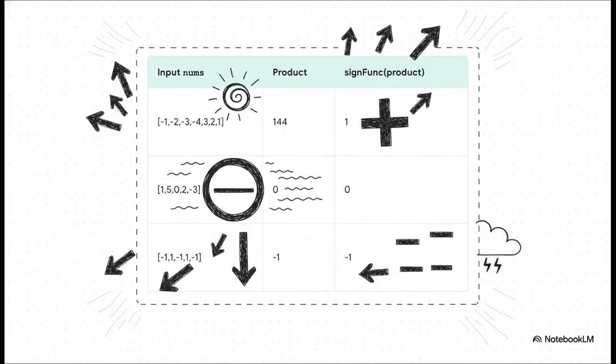Okay, let's make this real with a few examples. Look at this first row. You multiply all those numbers together, you get 144. That's a positive number, right? So signFunc spits out a 1. Now the second one, see that 0 in there? That's a spoiler. The whole product instantly becomes 0, so the function returns 0. And for the last one, we've got 3 negative numbers, an odd number, so the final product is negative and we get negative 1. The goal is pretty straightforward.